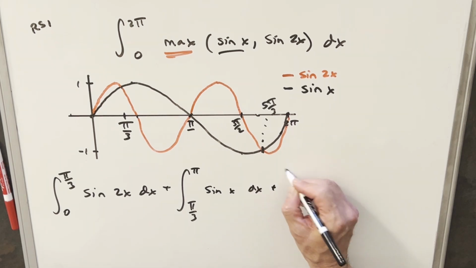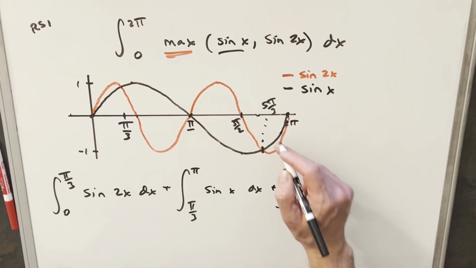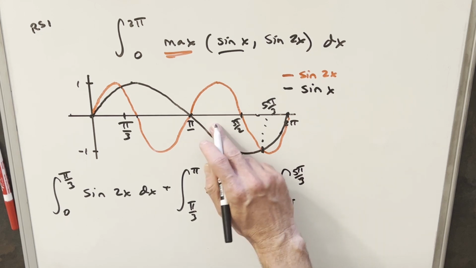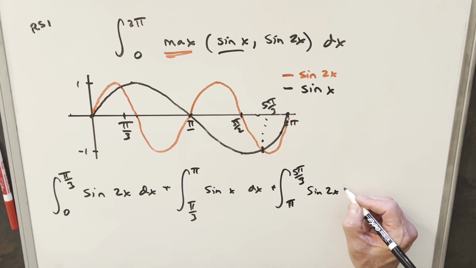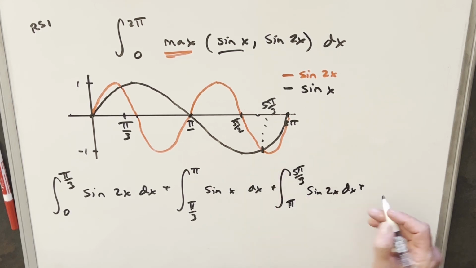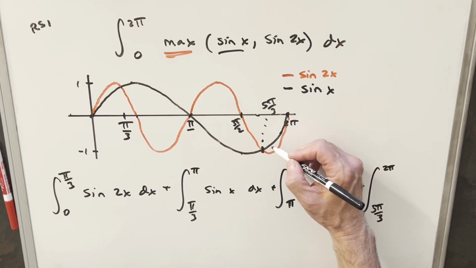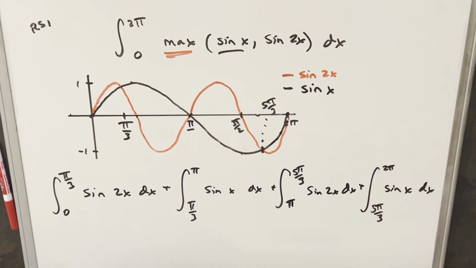And so for our next integral, we're just going to be integrating from this intersection point, pi, to this one, which is 5 pi over 3. And then here, the maximum value is going to be the red function sine 2x. And then for the last one, we're just going from 5 pi over 3 to the endpoint, which is 2 pi. And this one is going to be the black function sine x dx. The nice thing here is we have all easy integrals, and we're actually only integrating two different functions. So this is going to be pretty easy.